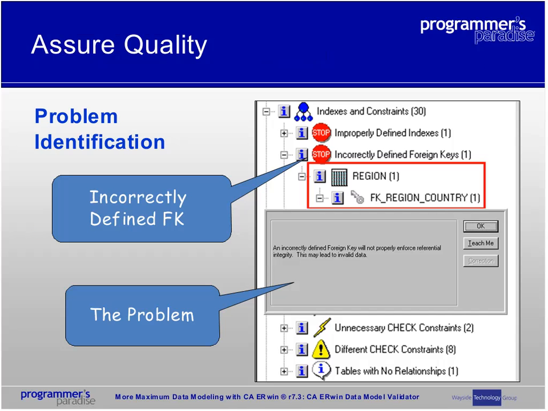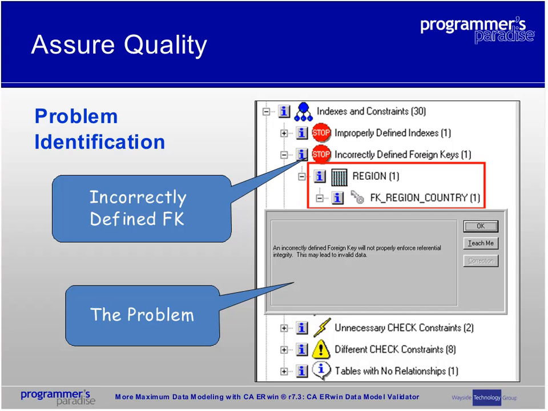Here's one example of assuring quality. As it pulls your model and runs a report on it, it can look at your index and constraint, and as you can see over here, it's telling me that I have an incorrectly defined foreign key, and there is an I box.